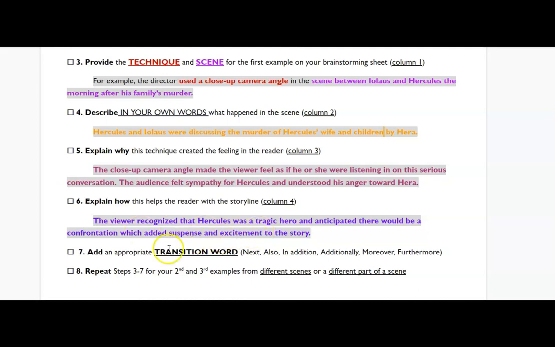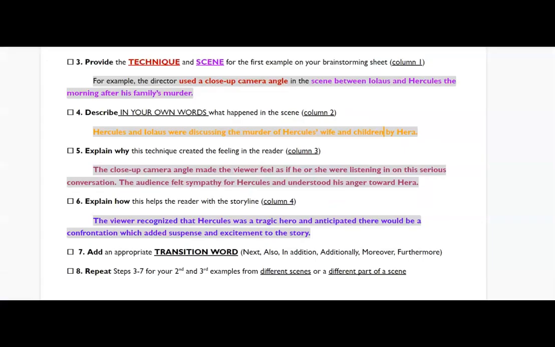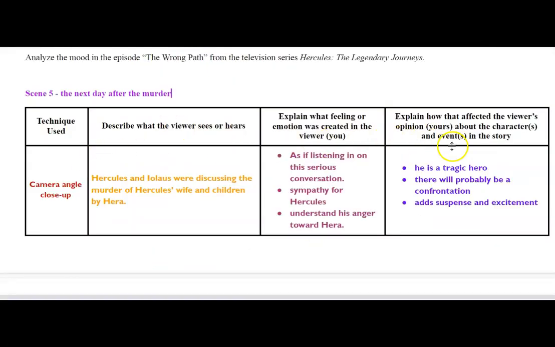Okay. Then I'm going to explain, that was number 5. Number 6, explain how this helps understanding. So if I look at my chart, I said I understood he was a tragic hero, right? Because he goes through this tragedy. And there's probably going to be a confrontation between him and Hera. And that adds suspense and excitement. And so I write that up in a complete sentence. You recognized Hercules was a tragic hero. Anticipated there would be a confrontation, which added suspense and excitement to the story. That's the end of my first example, right? I've gone all the way across my chart.